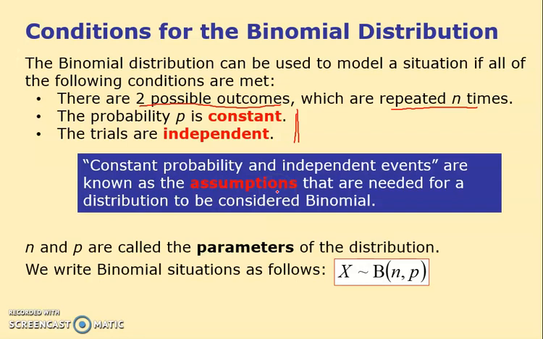Now, when we have a binomial distribution, this is the way we write it. We write x is distributed. This little squiggle is "is distributed". It's not some random squiggle. It's meant to be that shape. Distributed binomially. The B stands for binomial.